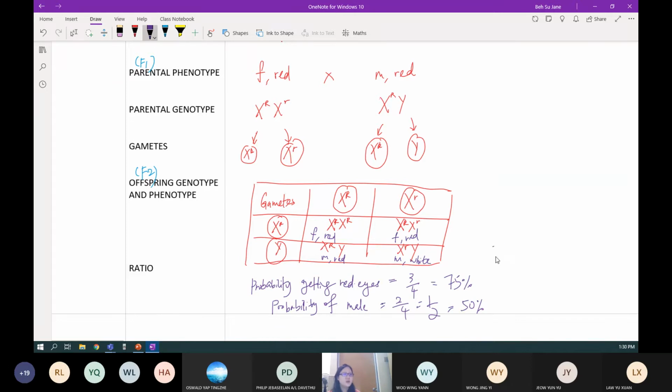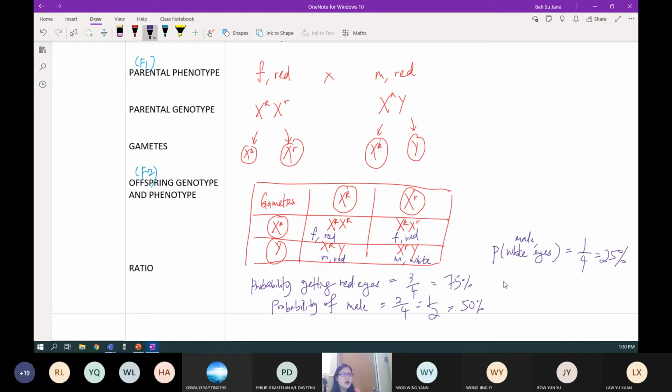But the probability of getting white eyes? I'm going to write it like your friend Yongyi suggested because it just makes things easier. Probability of white eyes is 25%, which is 1/4. Being male with white eyes is 1/4 as well. Can you see it? Chances of getting male or female is always 50-50, but then the phenotype will differ. Phenotype as in the trait, like in this case, red or white eyes.